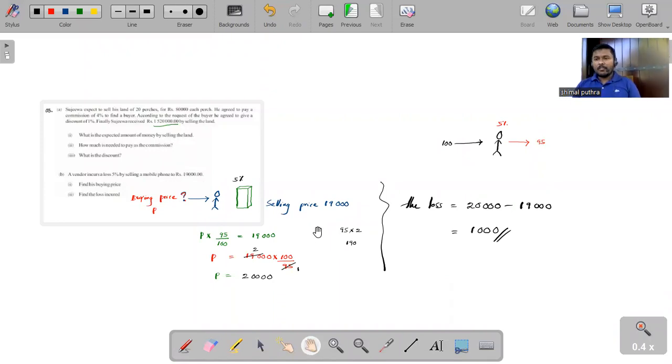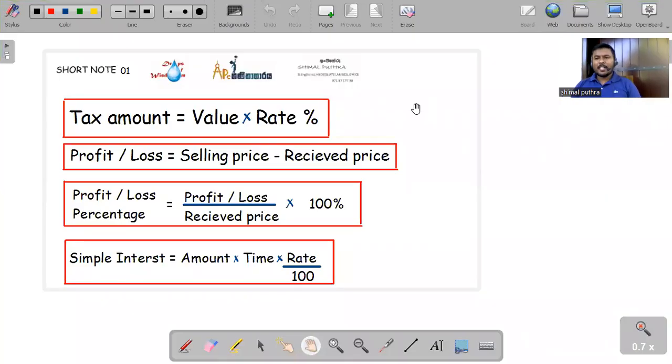Okay, let's summarize what we discussed up to now. This is the summary we discussed today. Tax amount is value into rate. Profit or loss: we can easily find the profit or loss by subtracting the buying price from the selling price. Profit or loss percentage is profit or loss over buying price into 100%. Simple interest is equal to amount into time into rate. That's what we had to deal with, the rates.